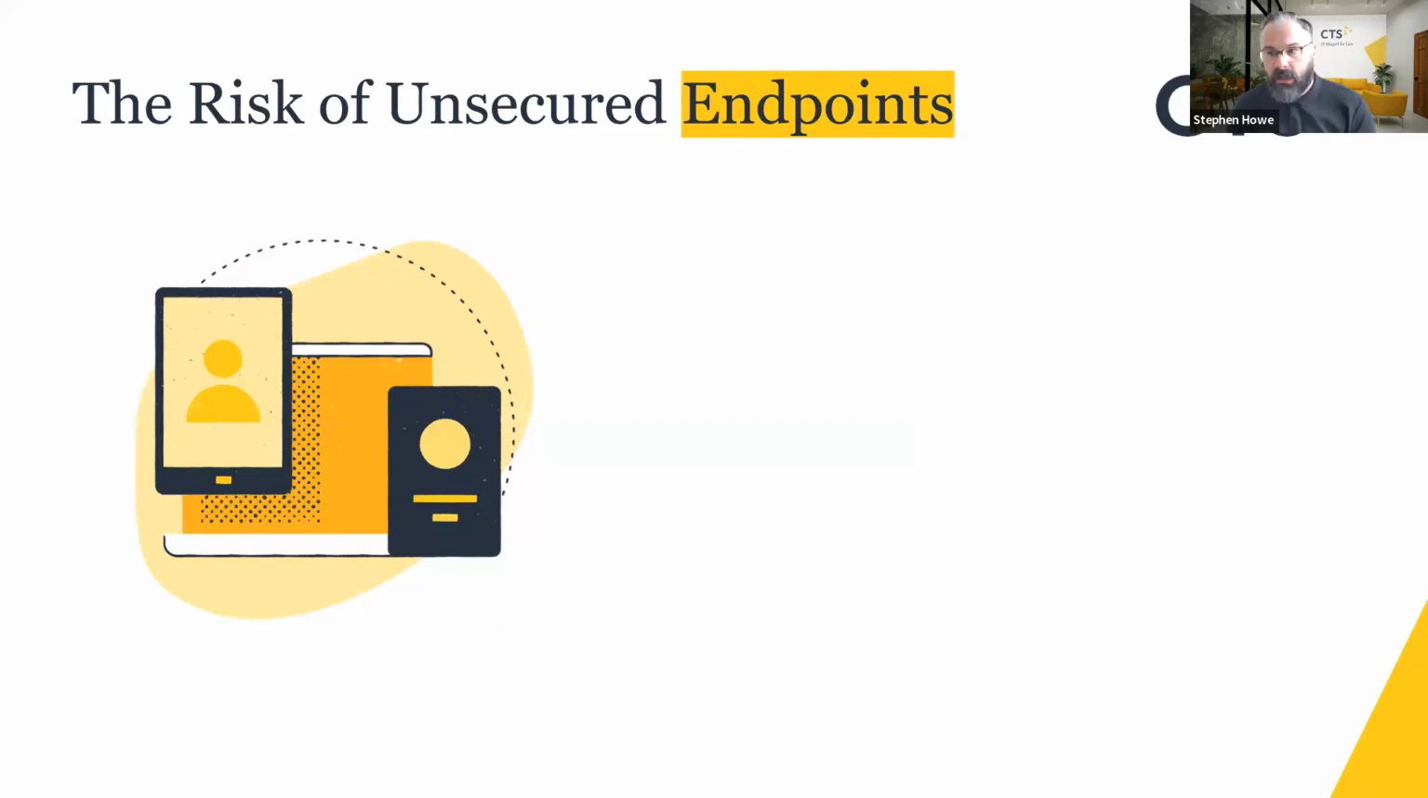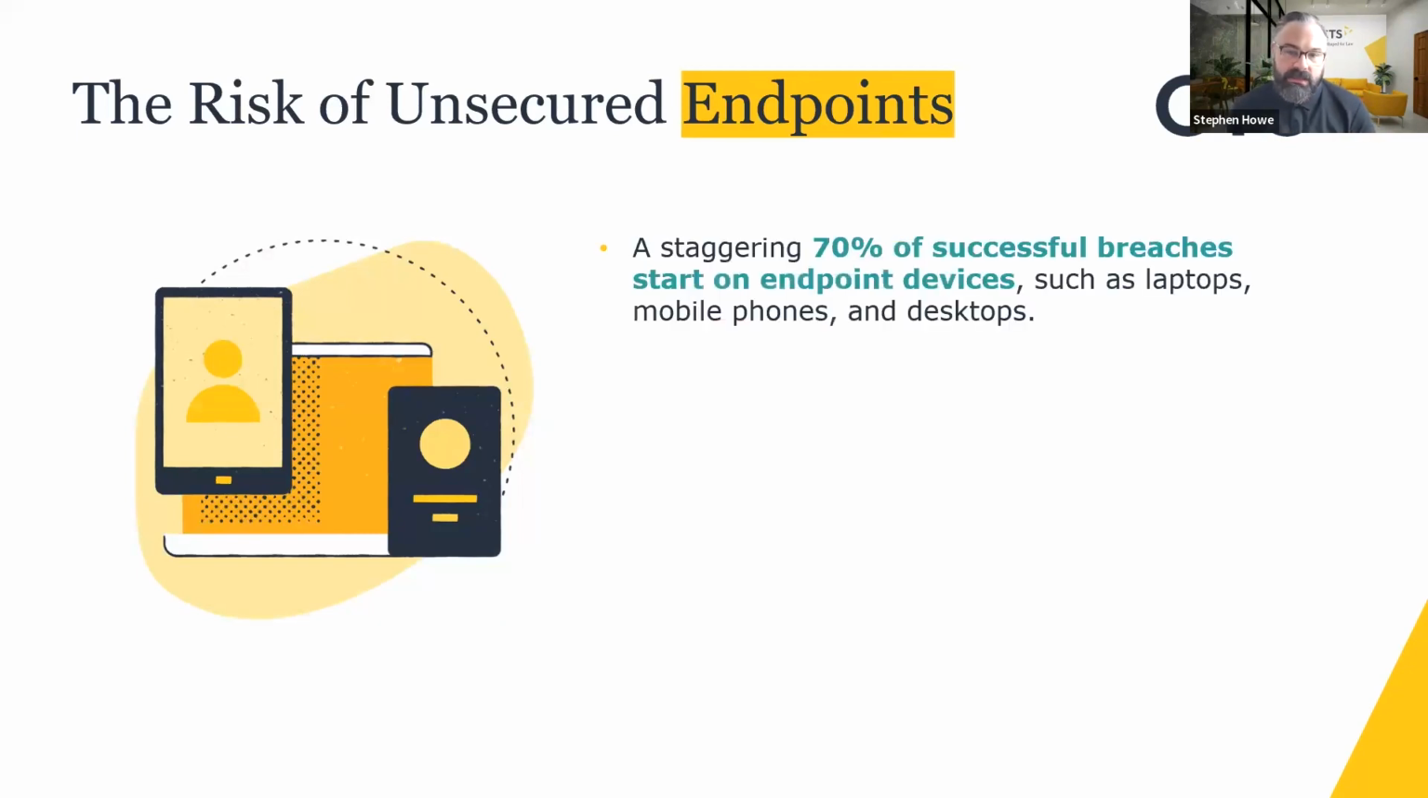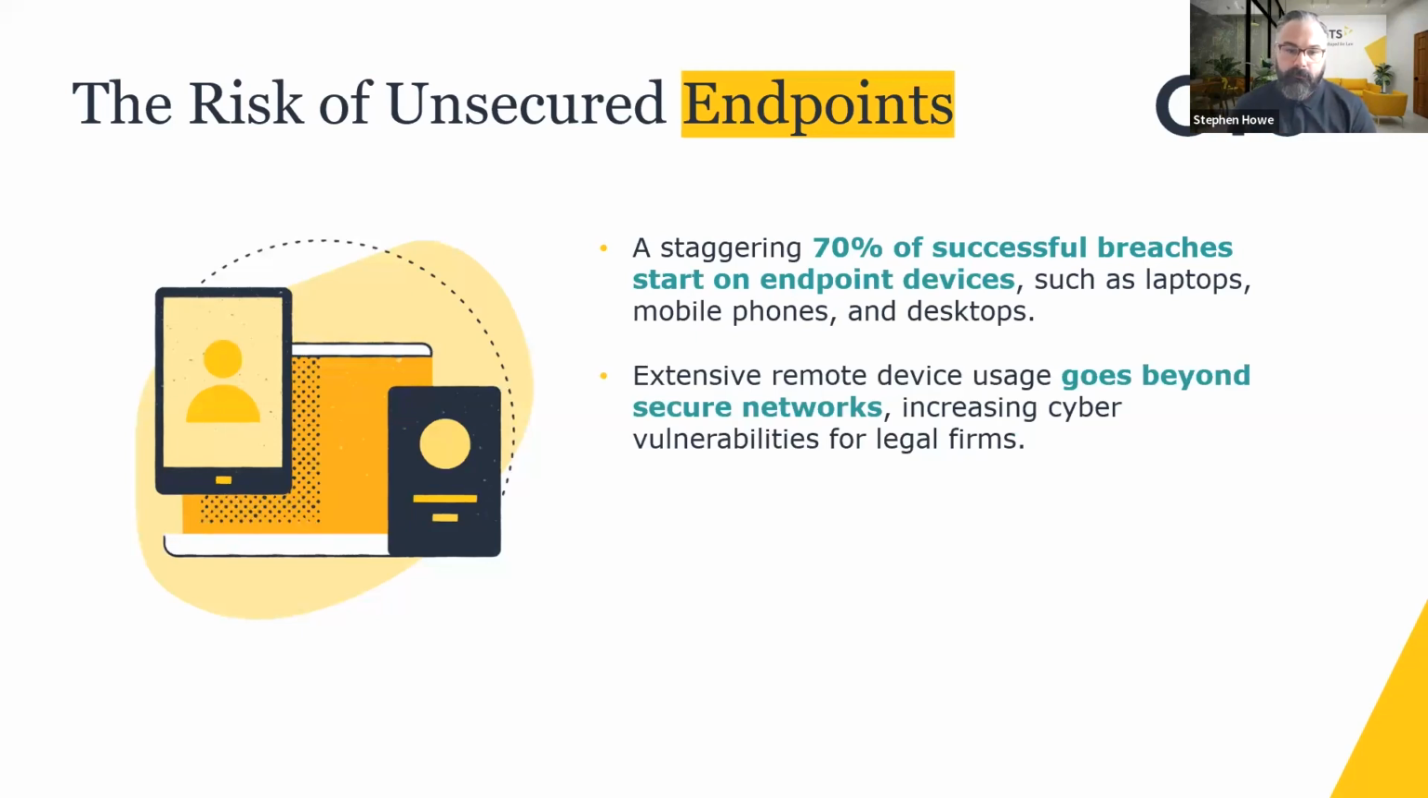So I thought I'd have some statistics as well because I need to compete with Guy and I haven't had any yet. So the risk of unsecured endpoints, 70% of successful breaches start on endpoint devices such as laptops, mobile phones and desktops. Once it's compromised, it's a lot easier to get into the network, and it just makes it a lot easier to deploy and accelerate that breach throughout your organization.